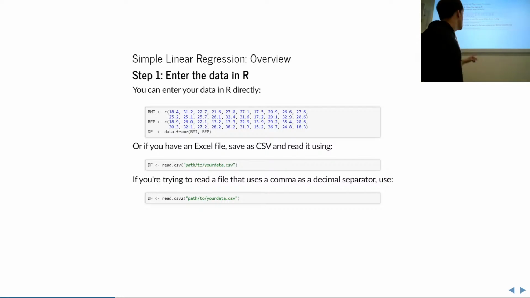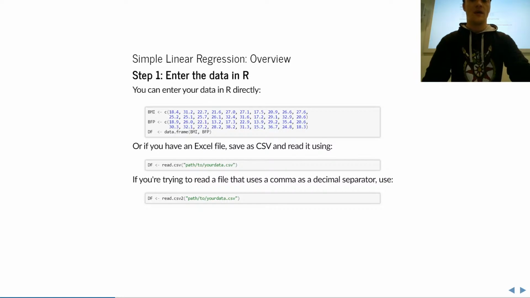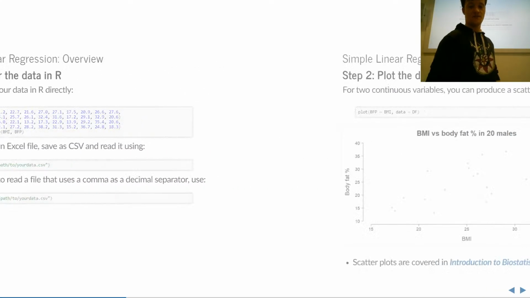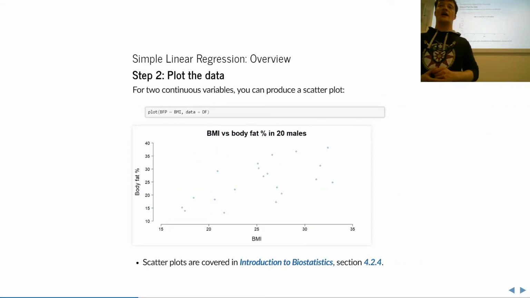If you want to know how to read CSV files, I have a 2-minute video on that, but I'll assume that you are able to read your data in R for now. So we have this data frame with the BMI and the body fat percentage. I think that's 20 measurements of each. And then the first thing you should do in any analysis is to try and make a meaningful plot of your data. Now, for simple linear regression, that's very simple.